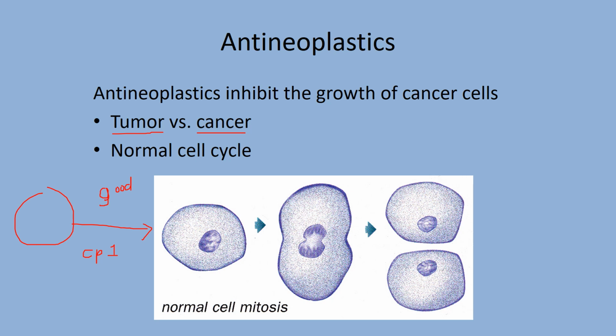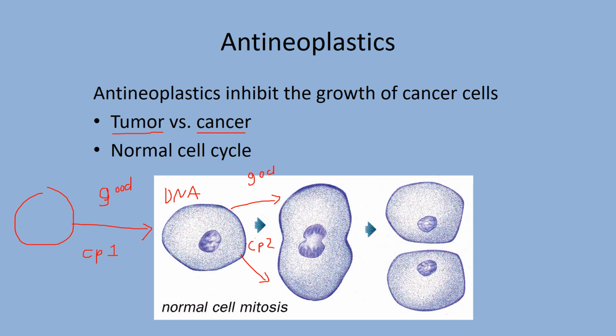Is everything okay? And the cell also goes through another checkpoint after the DNA is copied. So here we have the DNA already copied. But before I start dividing into 2 cells, I got to check, is that DNA good? So we'll call that checkpoint 2.